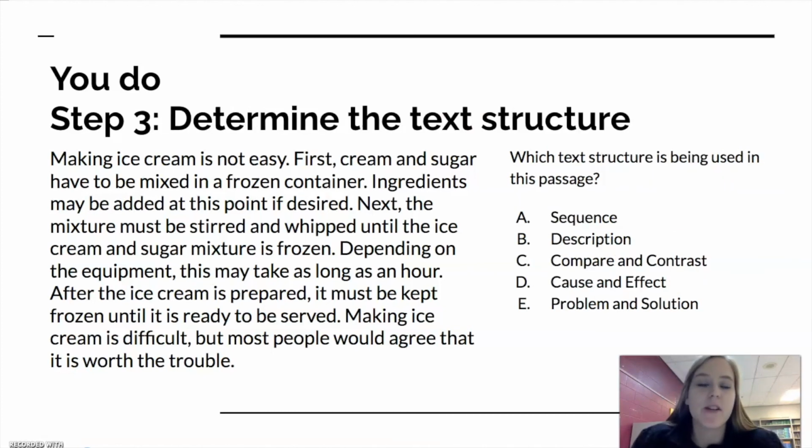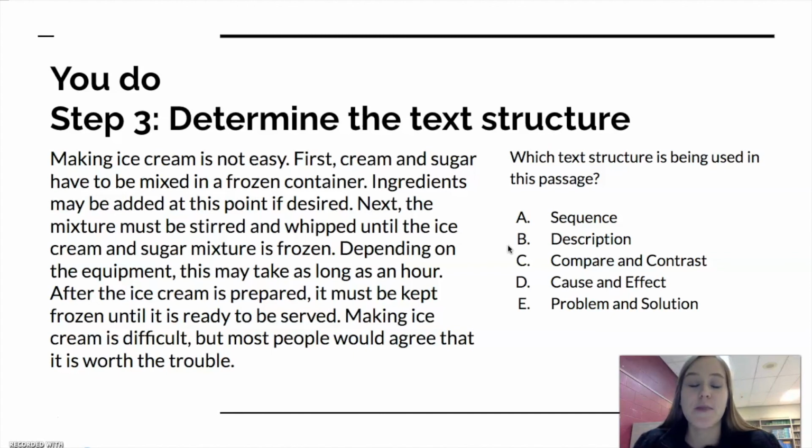Okay, let's see if we can figure out what the text structure is. Remember, sequence, is it telling us the steps to follow to do something? Description, is it giving us lots of details so that we can picture it in our mind? Compare and contrast, is it telling how things are the same or different? Cause and effect, is it telling us how one thing leads to something else? Or is it problem and solution? Is it telling us an issue and then telling us how we can fix that issue? Go ahead and choose your answer now.